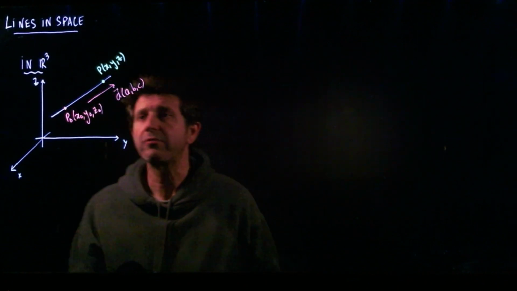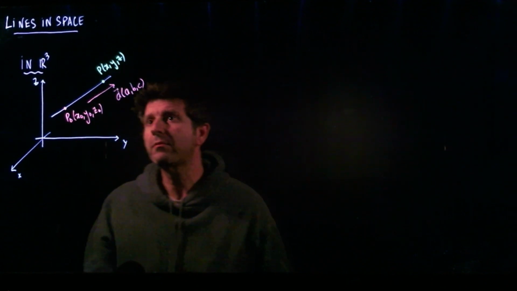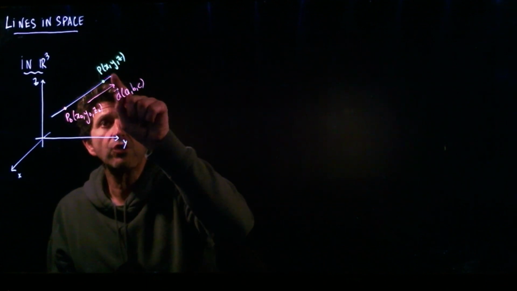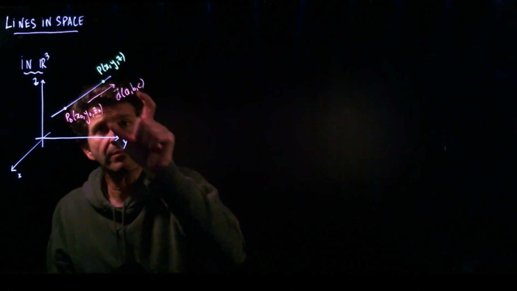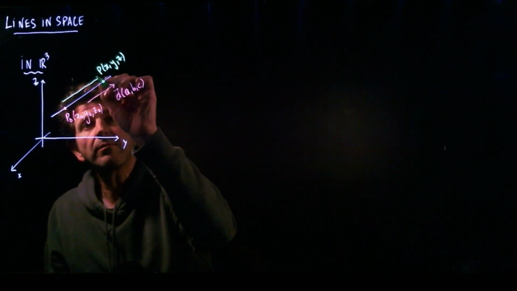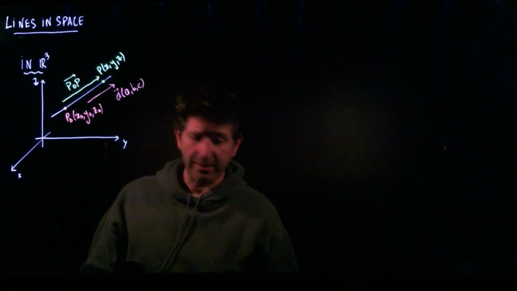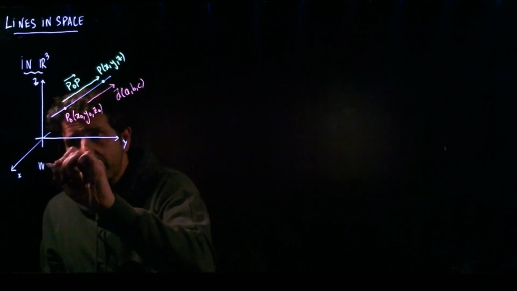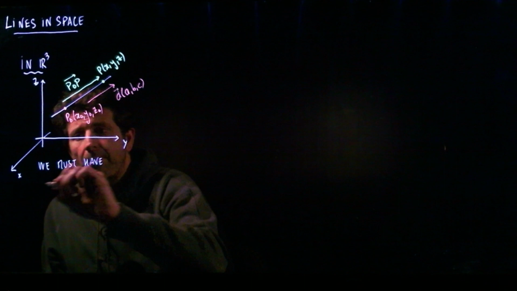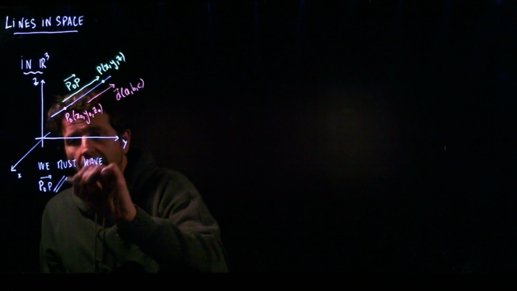So what must happen for this point to be on the line? Well, I need the vector joining P0 to P to be parallel to D, to be in the same direction as D. So I'm going to write this down: this vector here, P0P, has to be parallel to D. So we must have vector P0P parallel to vector D.